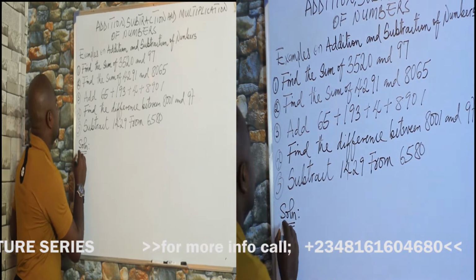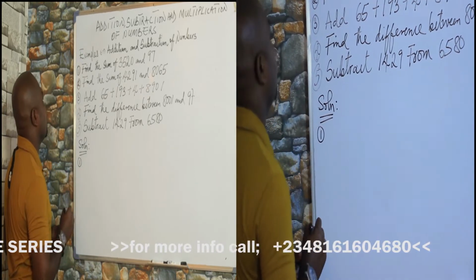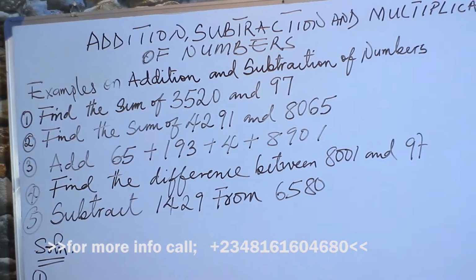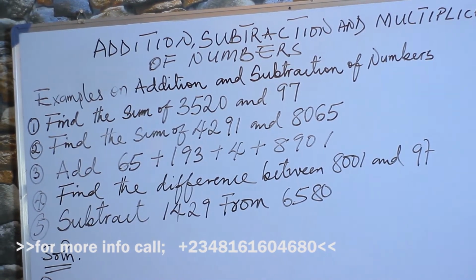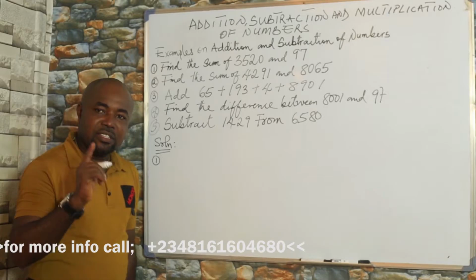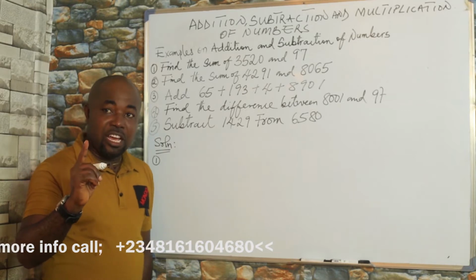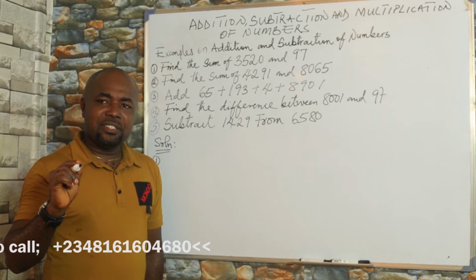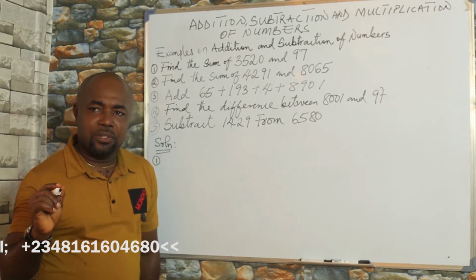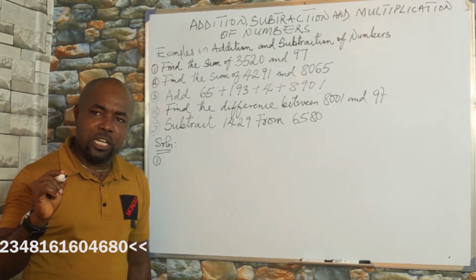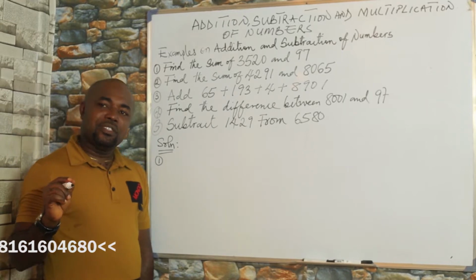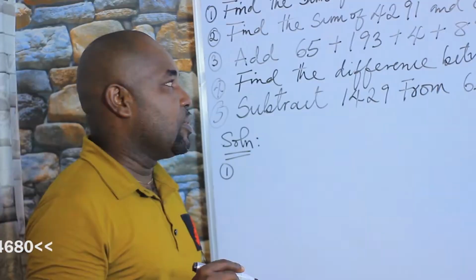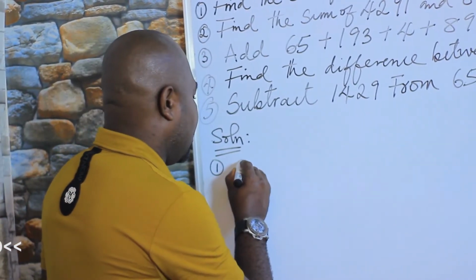Solution. Number 1. Find the sum of 3520 and 97. This is addition. And remember, I told you that the place value of numbers is very, very important in solving addition and subtraction of numbers.